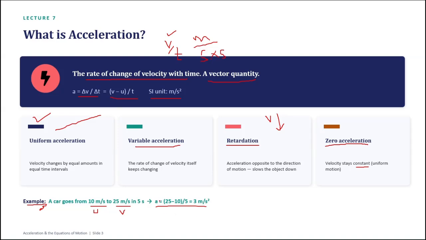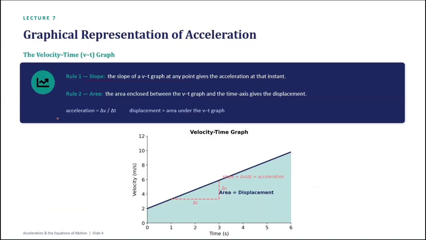So this is an example of uniform acceleration, because acceleration is constant and the velocity has increased from 10 meters per second to 25 meters per second. So this is positive acceleration or uniform acceleration. Okay. Now moving to the next slide, we have the graphical representation of acceleration. The graphical representation of acceleration is basically based on two rules.